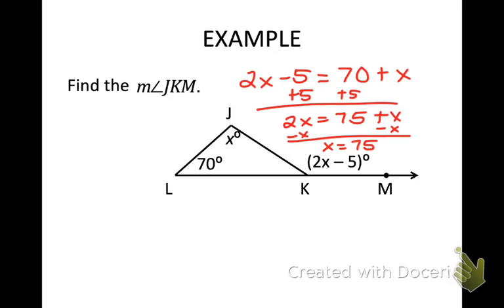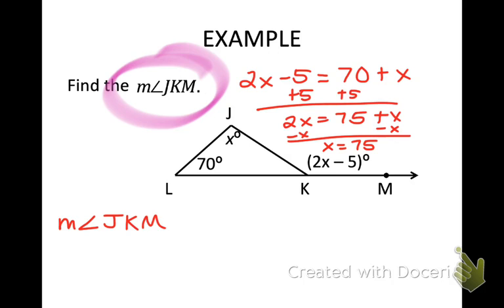Do I just need to solve for x? What does it tell me to find in the directions? JKM. What is the measure of angle JKM? JKM is 2x minus 5. What did we say x was? X was 75. So we're just substituting it back in for x.